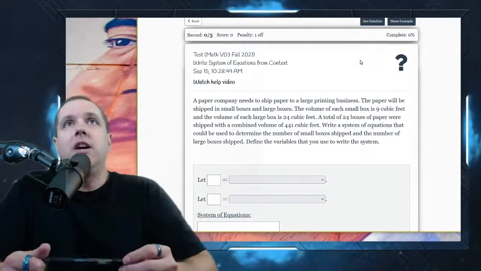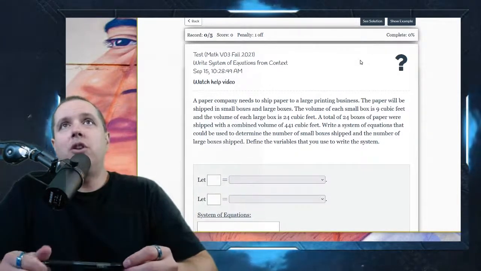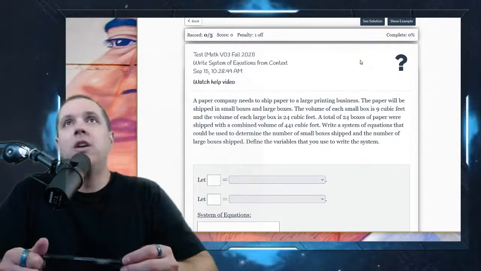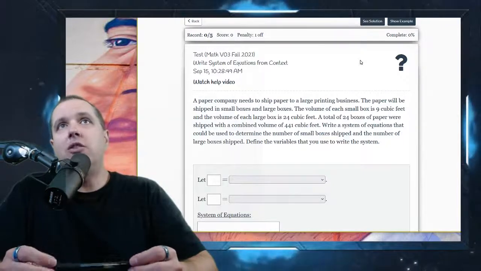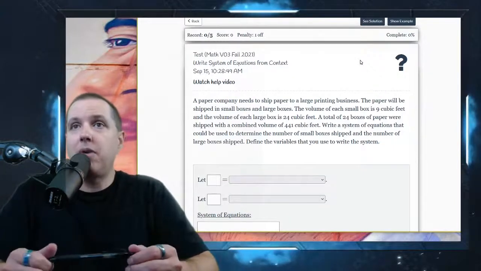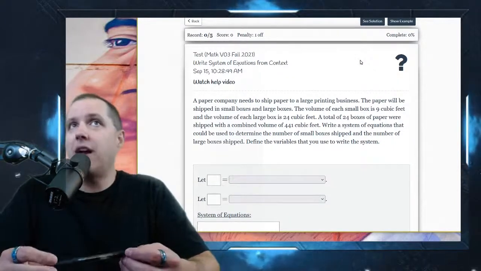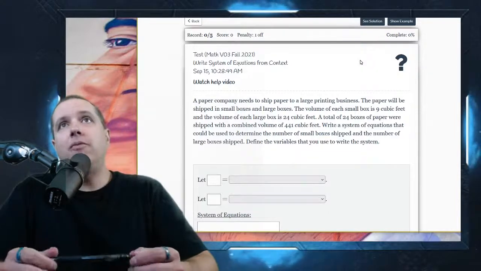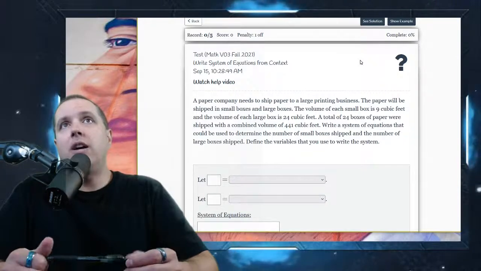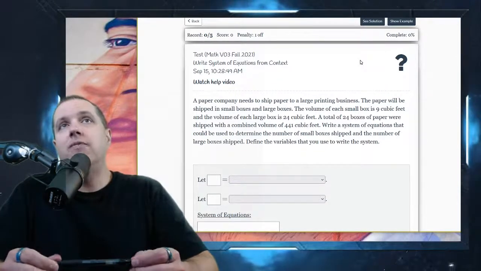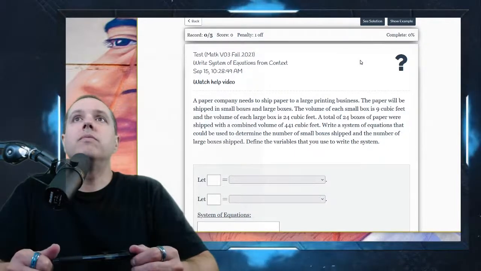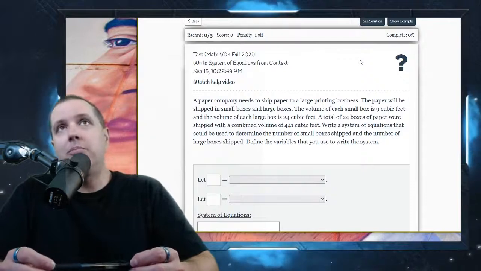Okay, so let's see. A paper company needs to ship paper to a large printing business. Okay, so our problem is about shipping paper. Okay, got it. The paper will be shipped in small boxes and large boxes. Okay, we've got two different kinds of boxes here. Small boxes, large boxes. We're probably going to have to keep track of those. Let's see. The volume of each small box is 9 cubic feet, and the volume of each large box is 24 cubic feet. Those are big boxes. That's a big box. Okay. So that's not like your typical box, right?